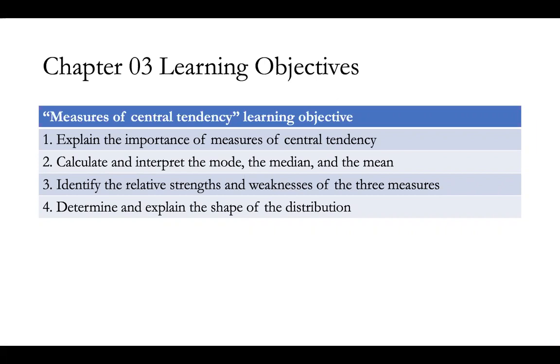Third, identify the relative strengths and weaknesses of the 3 measures. They capture slightly different things. Sometimes they're really similar, but we'll also see some cases where there are trade-offs. Fourth, we're going to determine and explain the shape of different distributions.